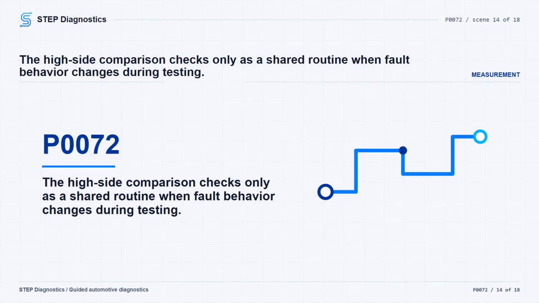The same shared temperature sensor routine also gives you a high side comparison check, which is useful when the fault behavior changes during testing. Disconnect the temperature sensor harness connector and measure the temperature sensor signal circuit voltage with the ignition on. The signal circuit voltage should be between 4.9 and 5.6 volts. With an active fault, monitor the scan tool and connect a jumper across the terminals with the ignition on. Typically, the temperature sensor signal voltage should change to 0 volts on the scan tool with the jumper in place.